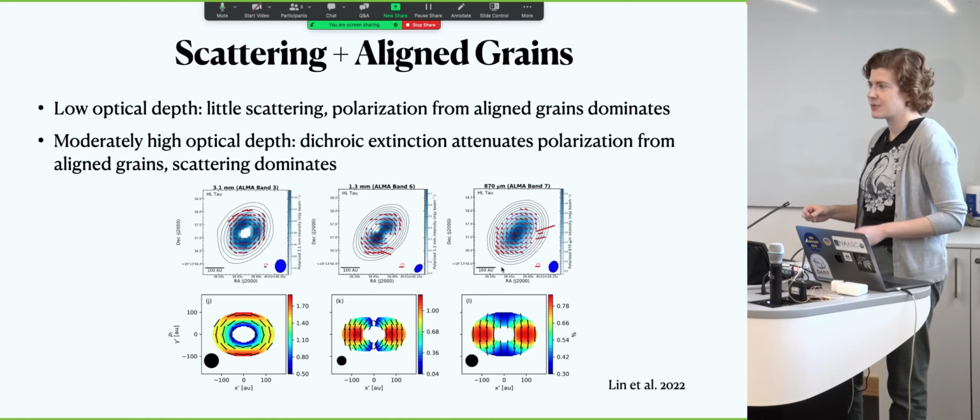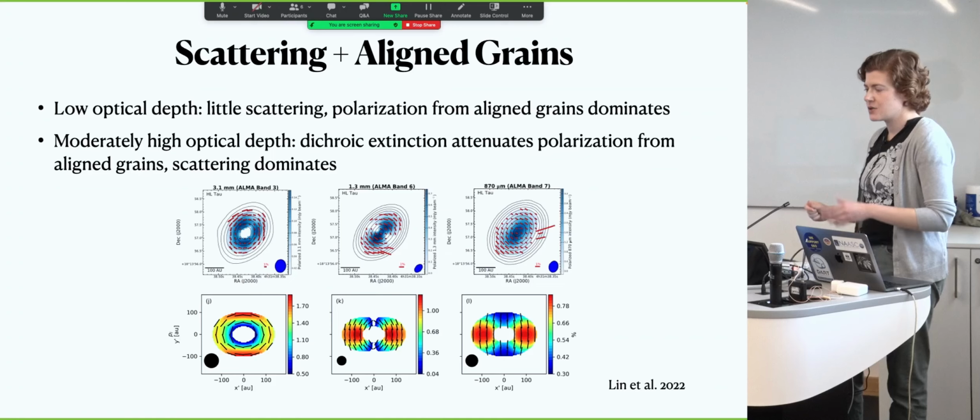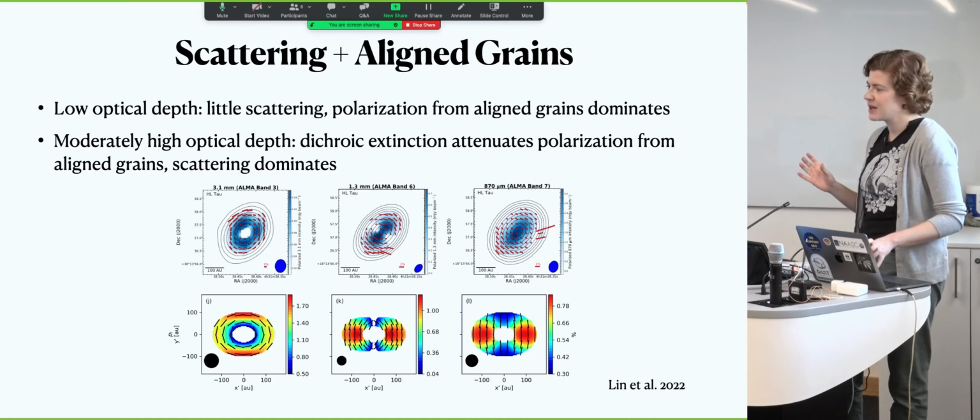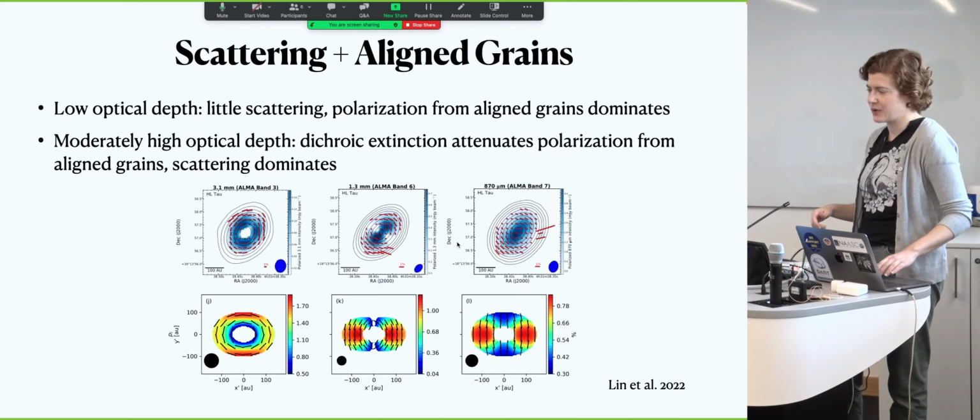So this still relies on there being two mechanisms creating polarization in this disk that just dominate at different wavelengths. So one of the things that I'm working on is seeing if we can explain this entire polarization spectrum with just scattering alone.